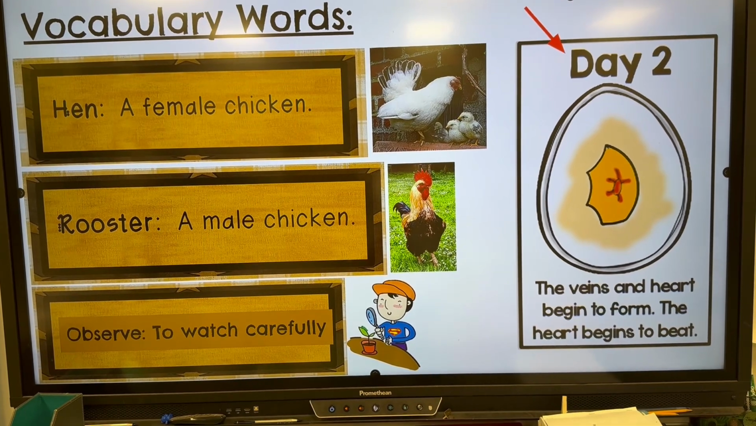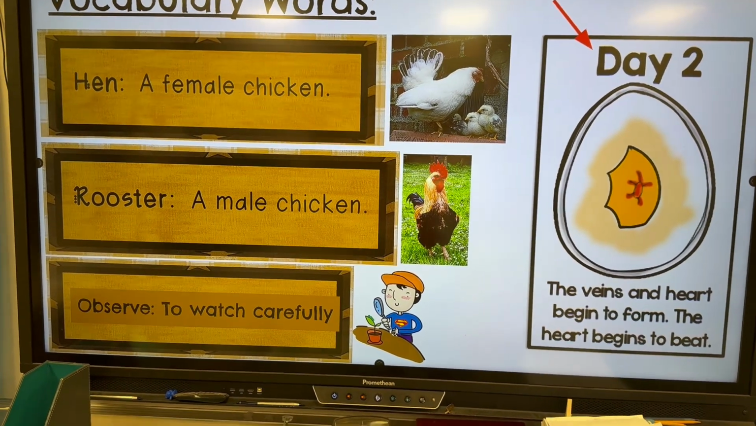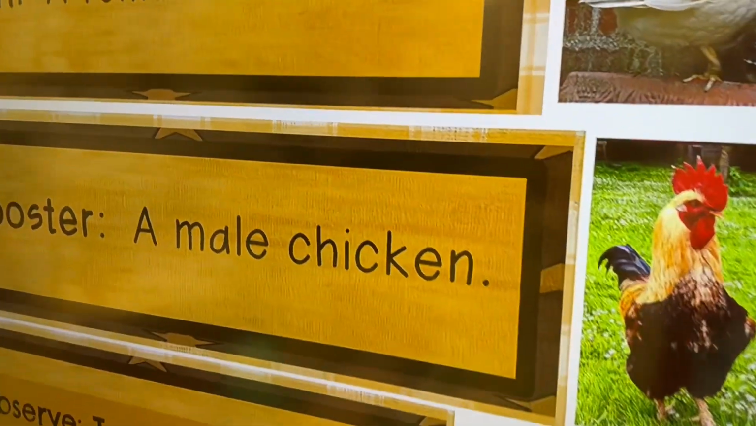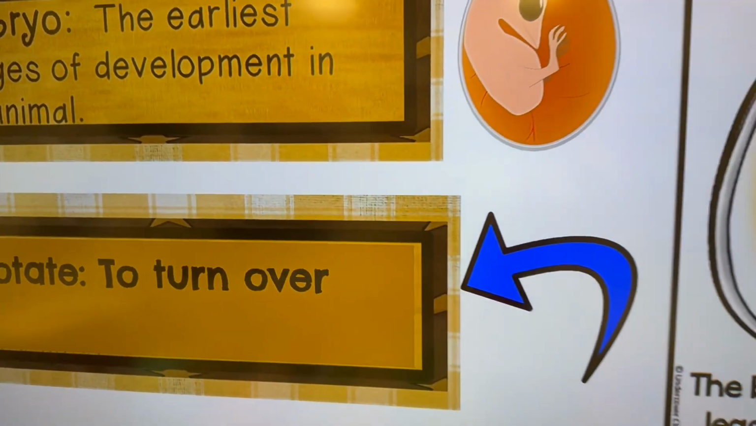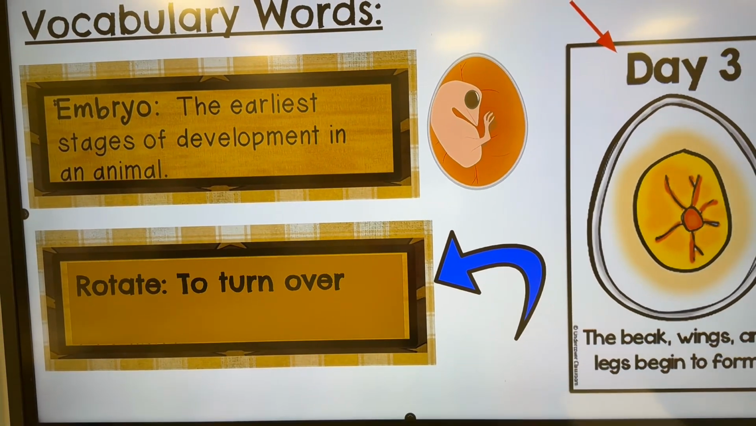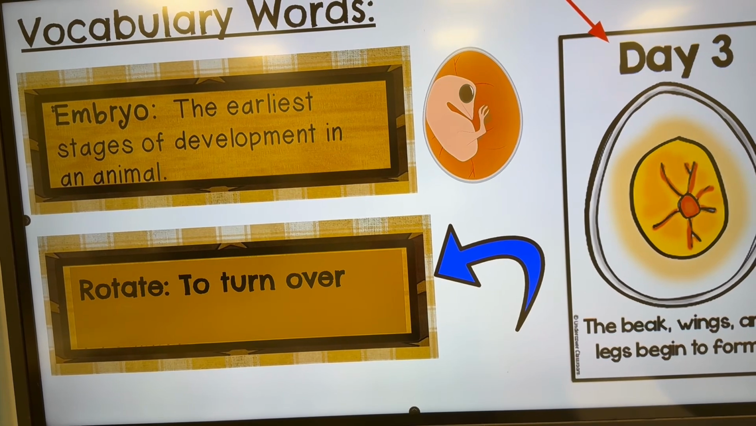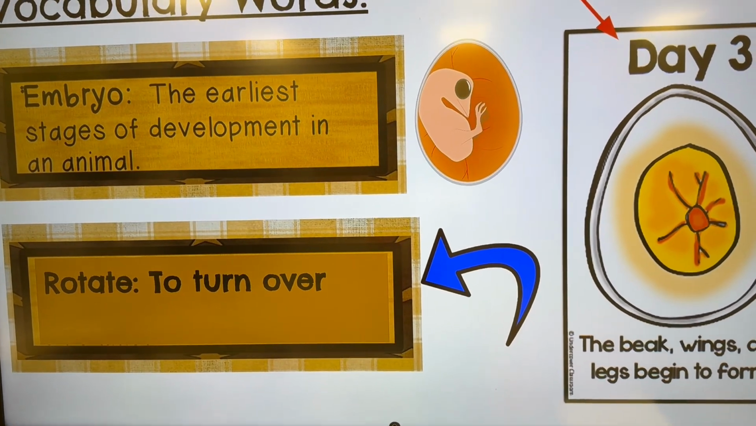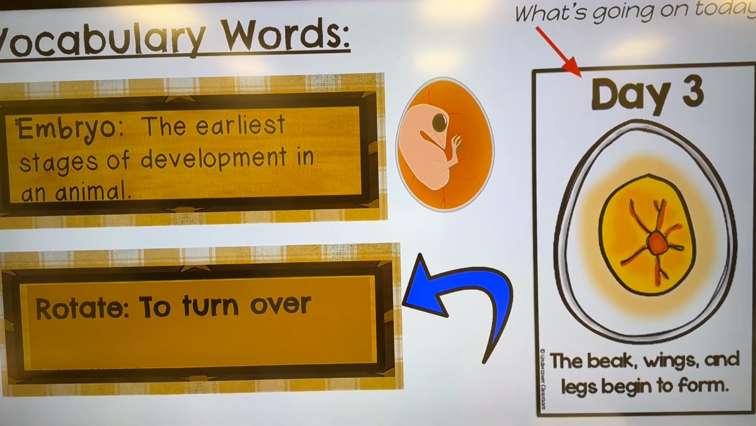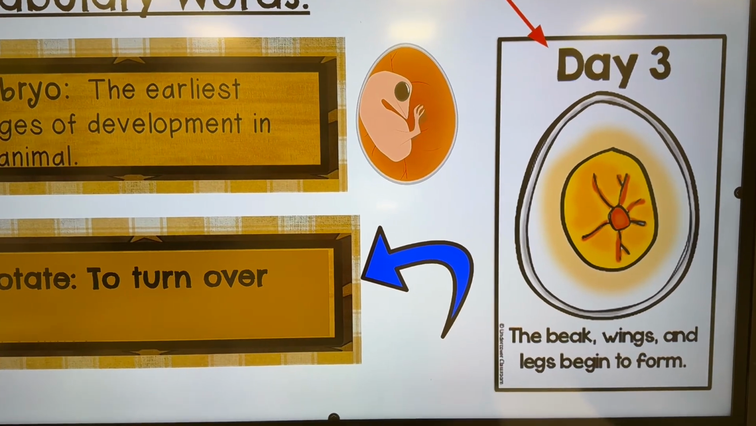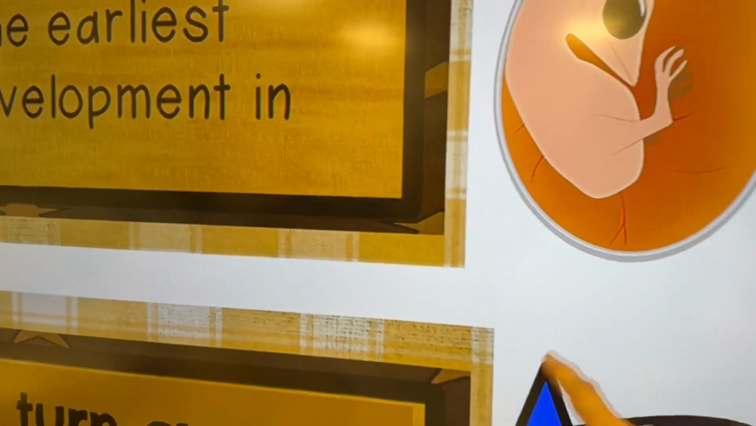Pause the video. The first verb that we had was to observe, meaning to watch carefully. We learned that the earliest stage of development is called an embryo. The second verb we learned was to rotate. This was on day 3. The beak, wings, and legs began to form.